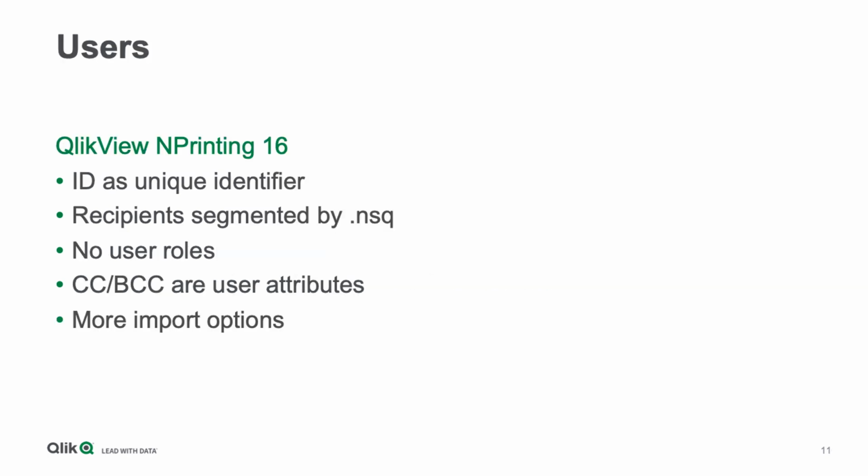So a little more information on how users differ between the two versions of the product. In NPrinting 16, as I'm sure you all know, there was an ID field that was used as the unique identifier. You could split up your recipients by segmenting them across NSQ files. There were no user roles, so there was no differentiation between users as far as what that user could do within the product. And users in NPrinting 16 had CC and BCC as user attributes, so you could tie them to a specific user if using email delivery. And there were more import options. So, for example, you could import from a text file or from a QlikView table.